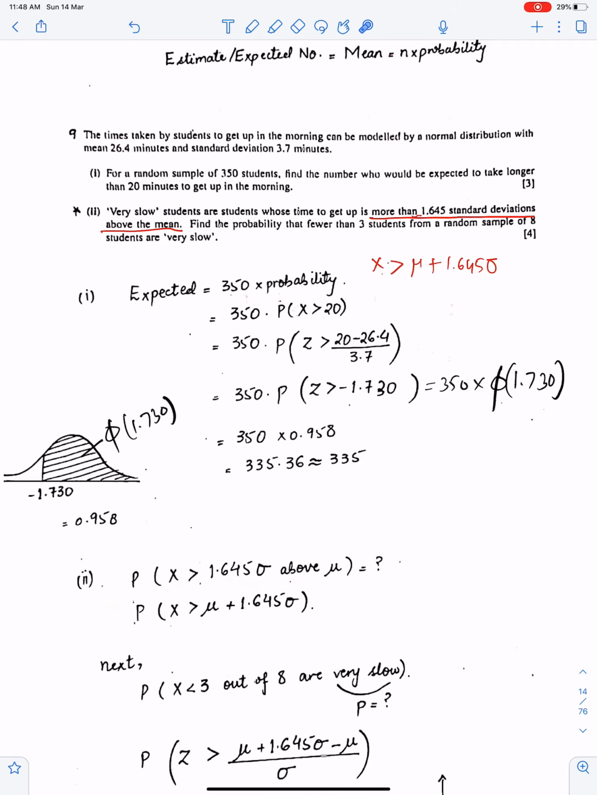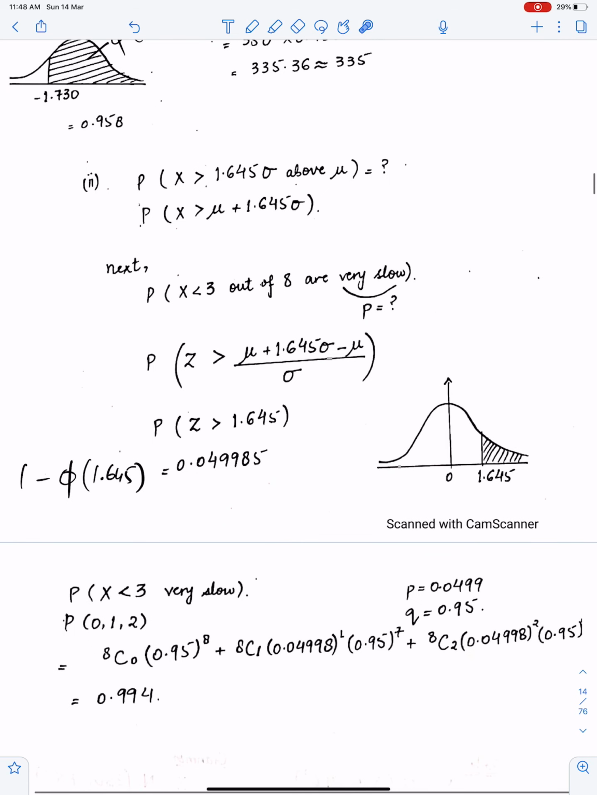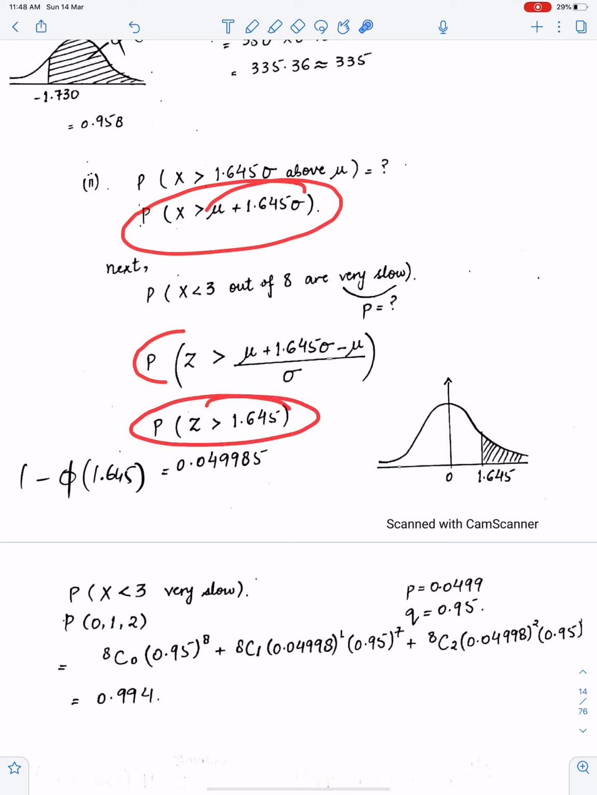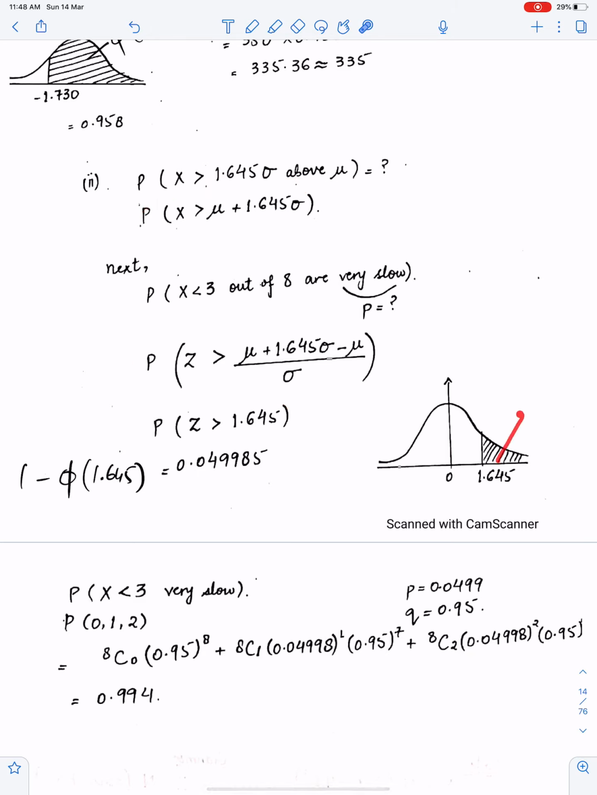Now with the help of this information you will find a probability, and this probability will be used for binomial, because in the next part of this question they are asking to find the probability that fewer than 3 in a sample of 8. So this is normal to binomial, but first you need to get this probability. First solve this, you'll get 1.645. This means 1 minus the small area, and this is the P for binomial. Use this P for less than 3.